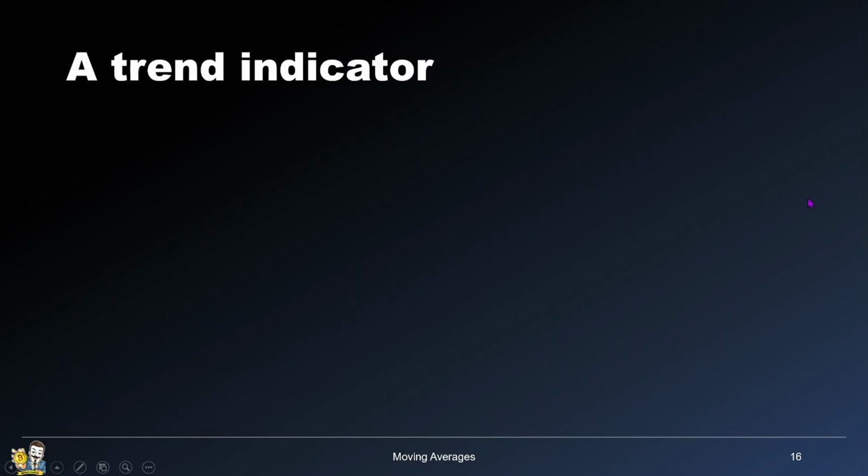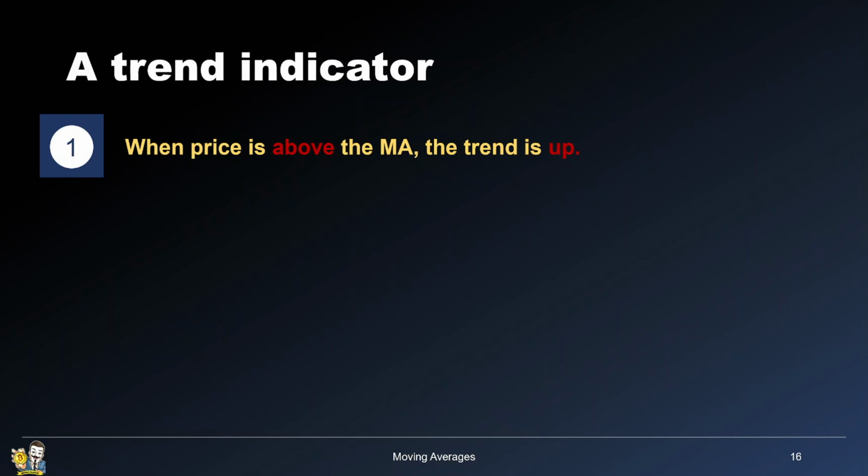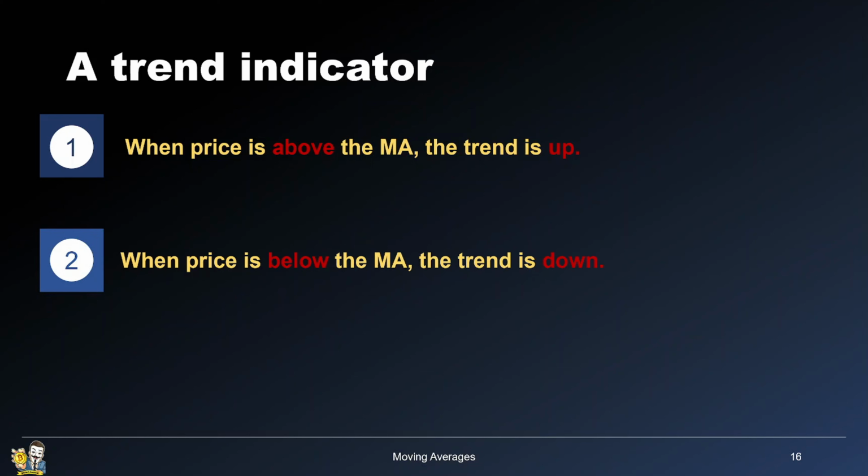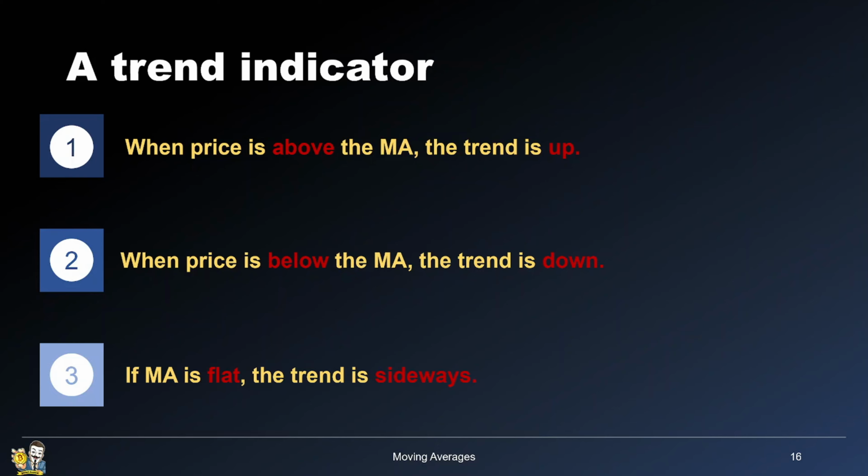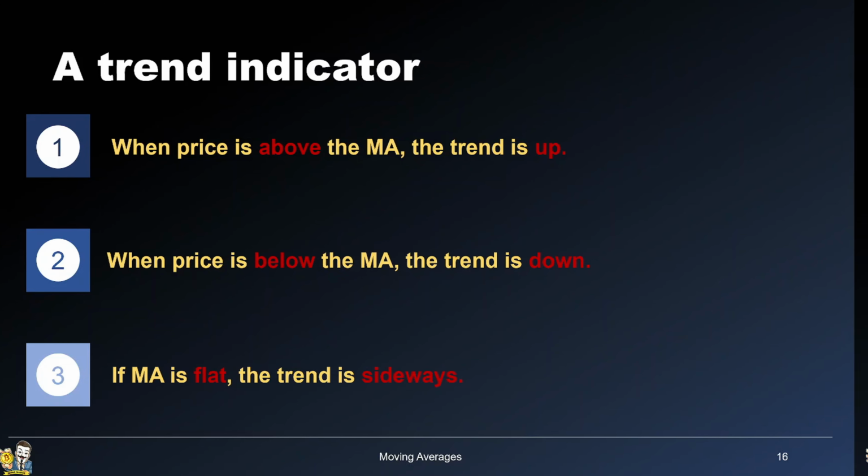This indicator is really useful because it acts as a trend indicator. Basically, when the price is above the moving average, the trend is up. When the price is below the MA, the trend is down. And if the moving average is flat, it usually means the trend is sideways.